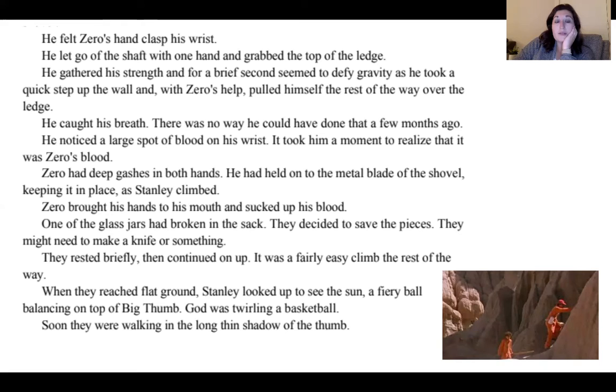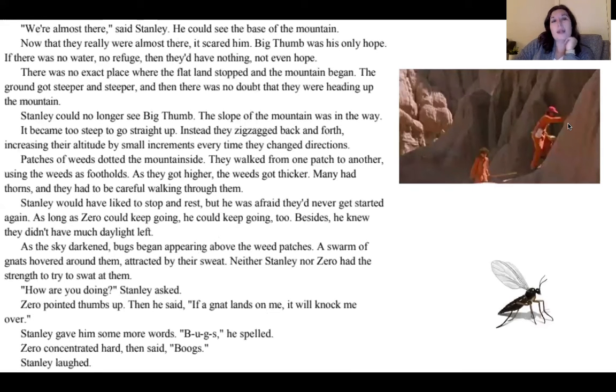When they reached flat ground, Stanley looked up to see the sun, a fiery bulb balancing on the top of Big Thumb. God was twirling a basketball. Soon they were walking in the long, thin shadow of the thumb. "We're almost there," said Stanley. He could see the base of the mountain.